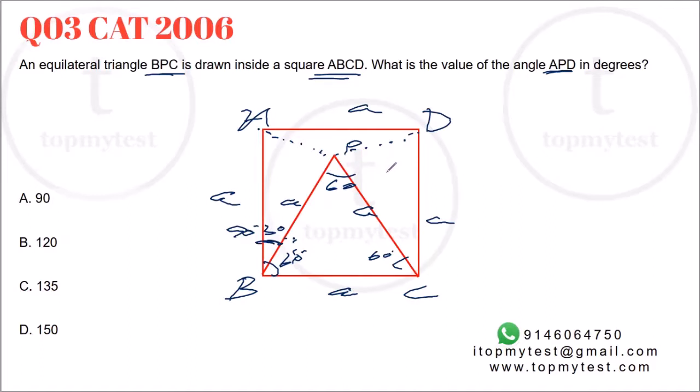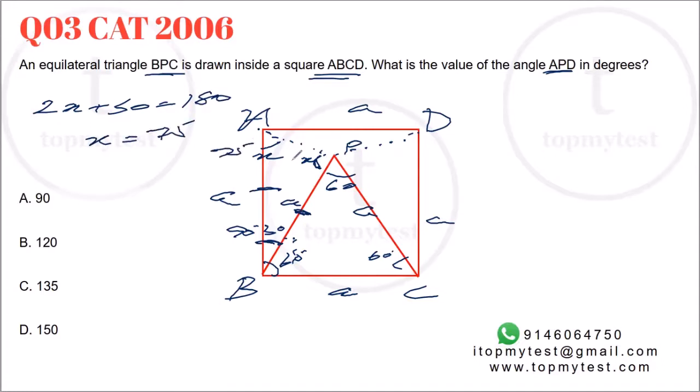What else can we figure out? Right. If you look at the triangle APB, the sides AB and PB are equal in length, which means the angles opposite them should also be equal. So if I take this angle as X, this angle will also be equal to X. If I add up the angles of this triangle, you will get 2X plus 30 equals 180. So X should be equal to 75. By symmetry, on the other side also this will be 75.